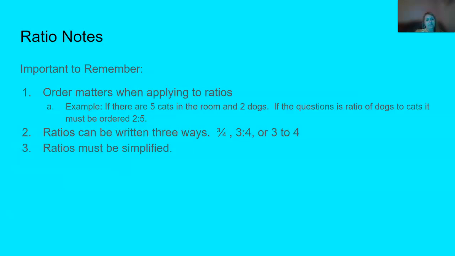Lastly, ratios must be simplified. We've previously learned how to simplify fractions. It's the exact same with ratios. However, when you're simplifying ratios, it's okay if the top number, what we would call the numerator, is bigger than the bottom number, what we would call the denominator with a fraction. That's going to be okay with ratios.